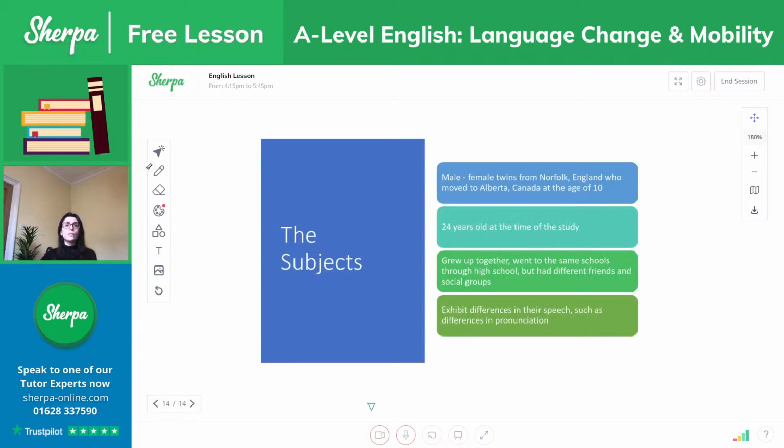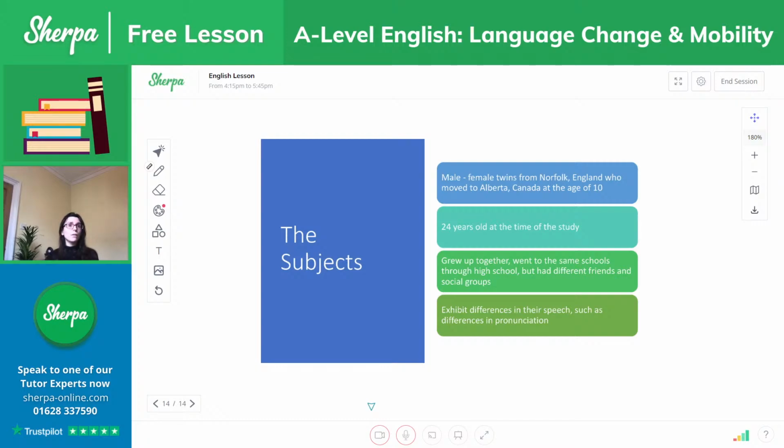So the subjects were male-female twins who came from Norfolk, England, who moved to Alberta, Canada at the age of 10. So that's in the west of Canada, for anyone who's interested. They were both 24 years old at the time of the study, and they were both still living in Canada at that time. They had lived there continuously from age 10 to 24.